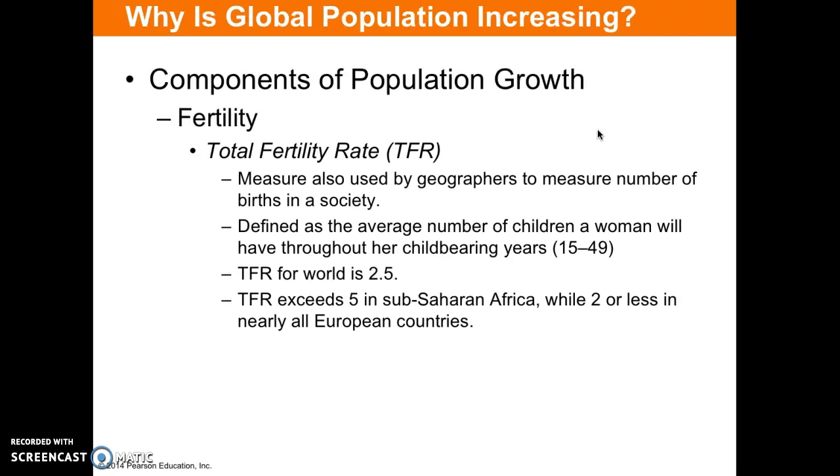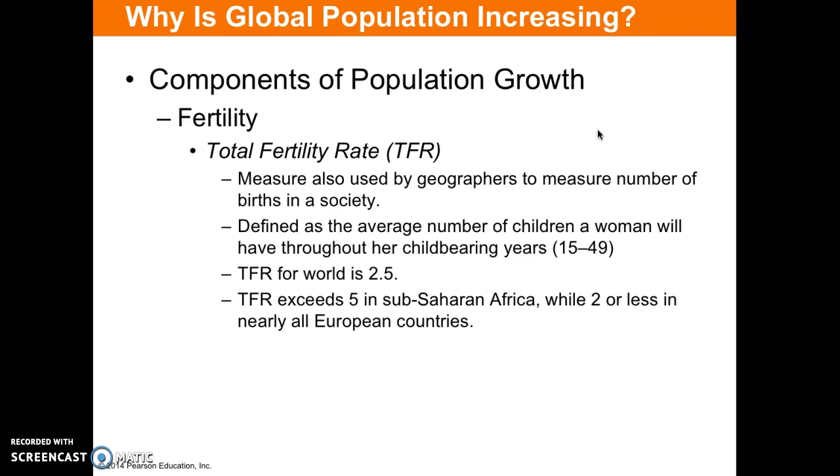So when we look at why global population is increasing, we have to look at a couple measurements. So one of them is the total fertility rate. Total fertility rate is a measurement used by geographers to look at how many births are taking place in a society. It's defined as the average number of children that a woman will have through her childbearing years, which are estimated ages 15 to, your Rubenstein textbook says 49, your review book says 45, so there's some variance, but basically from 15 to about 45 to 50, when women stop having children.